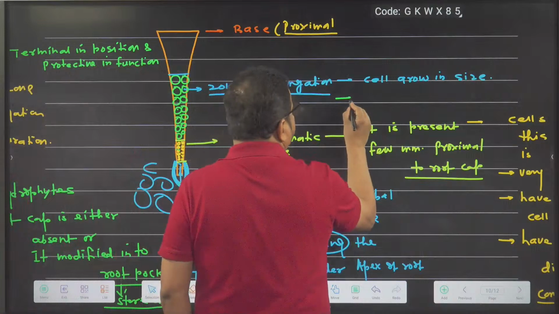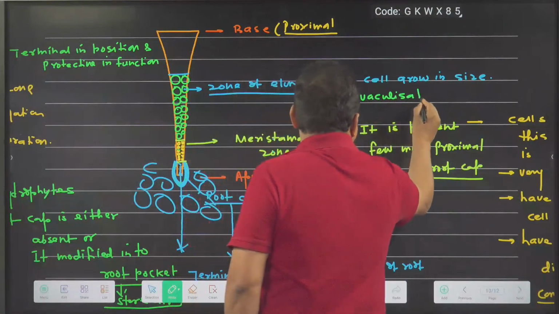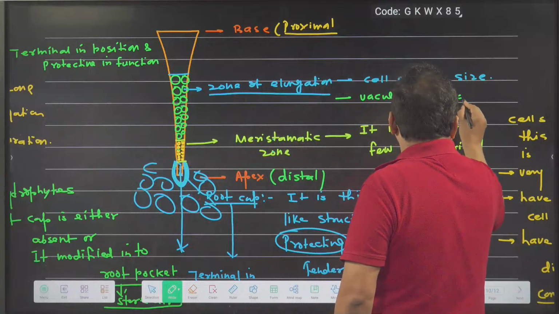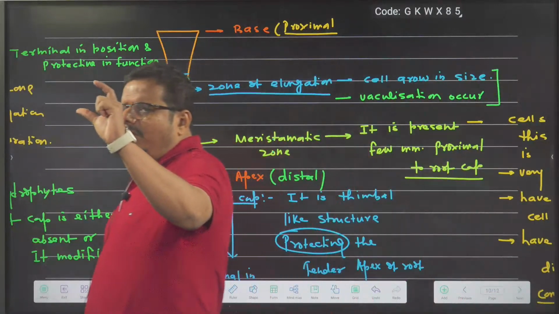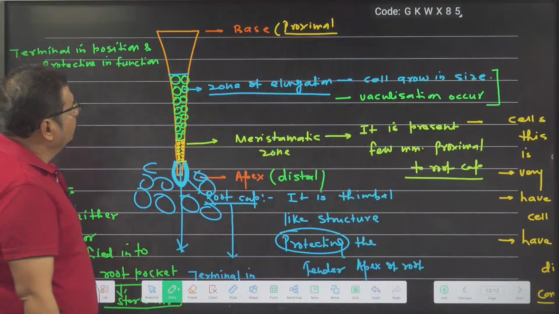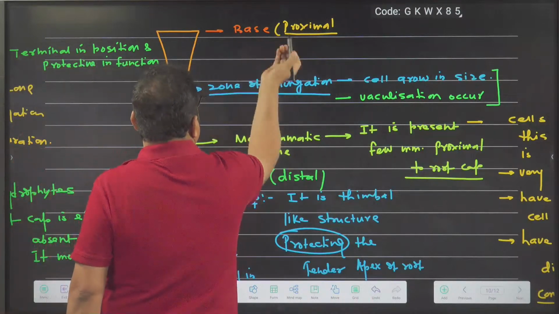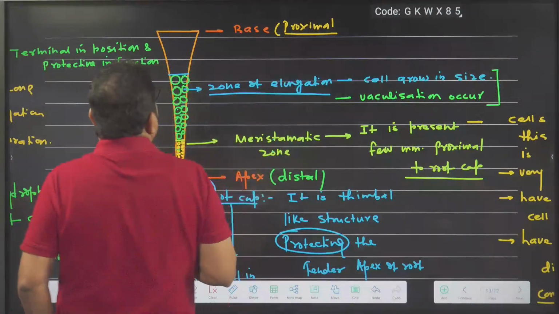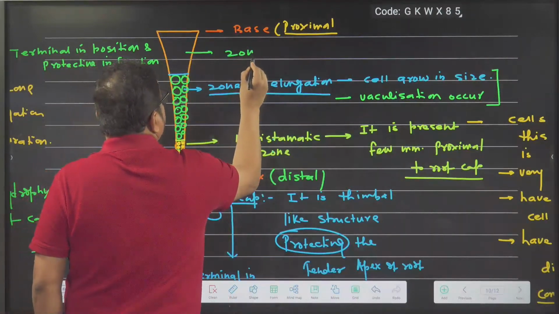Vacuoles are present. Vacuolization occurs. Vacuolization means formation of vacuole occurs. So in elongation zone, two activities occur: cells grow in size and formation of vacuole occurs. And toward the base, near the proximal zone, who is there? Zone of maturation.